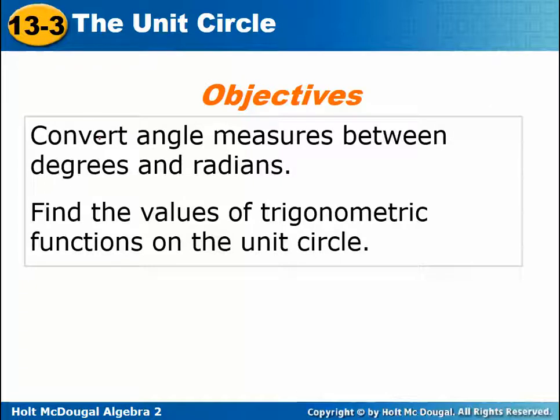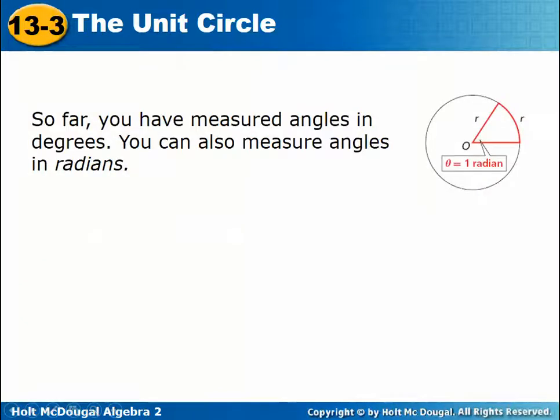So our objectives today are to convert angle measures, which we've been using in degrees. We're going to start to convert them to radians, and then we can convert radians back to degrees. So go back and forth between the two. It's just a simple little formula. And then also we're going to find the values of trig functions like sine, cosine, and tangent using something called the unit circle. These are kind of fun.